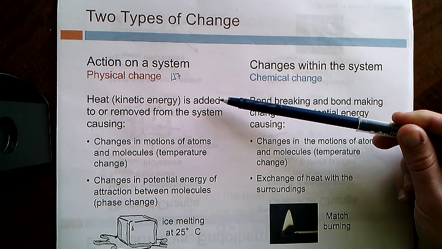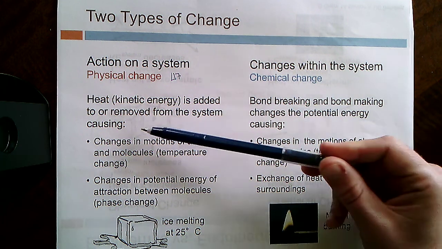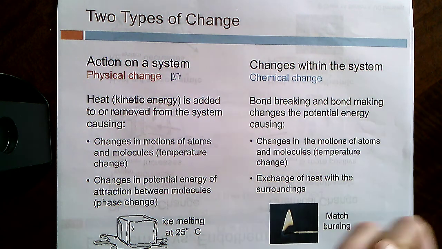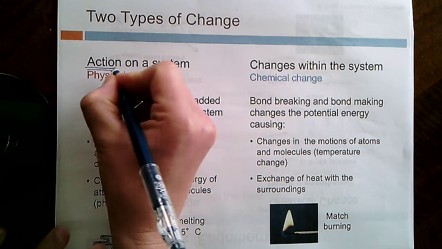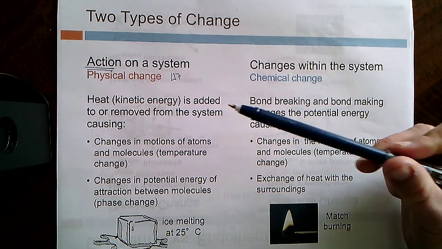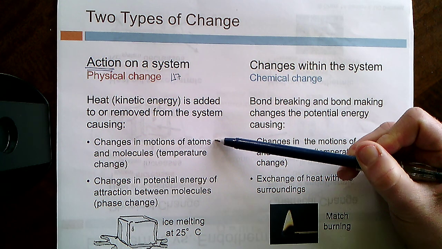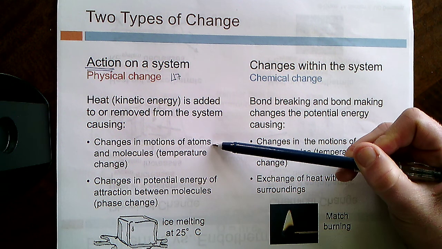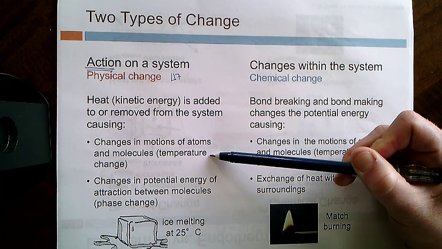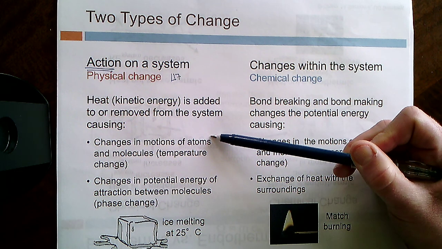So heat or kinetic energy is added to or removed from a system. Whenever that happens, we're talking about some kind of physical action on a system. And that could show up as two things. We focused here in Lecture 17. We thought about changes in motions of atoms or molecules and how those changes in motions result in a temperature change. We talked about three types of motion: rotational, vibrational, translational.